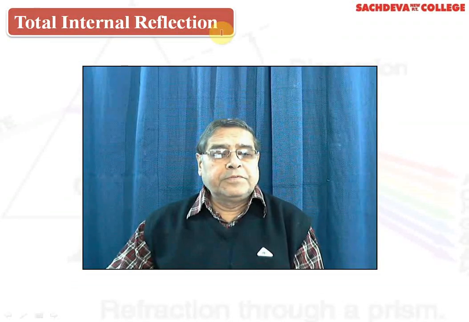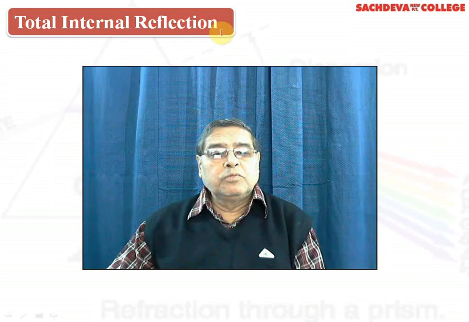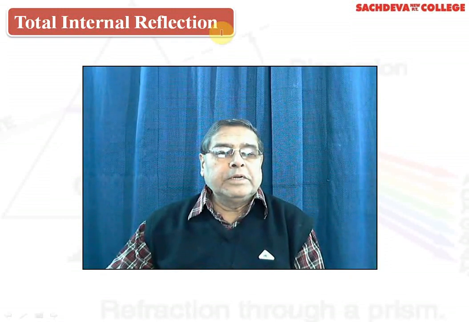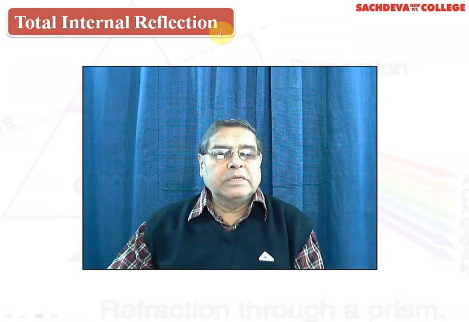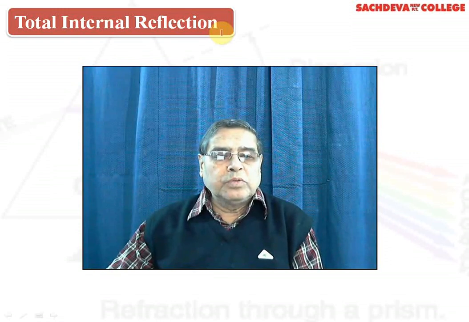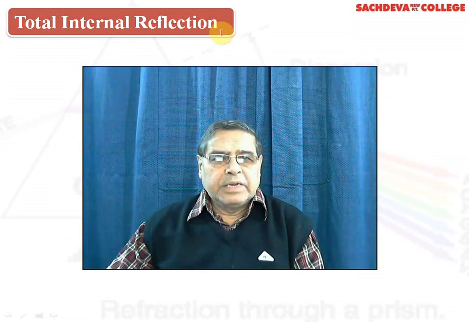Well, after the refraction through prism, now we come towards the total internal reflection. Total internal reflection is a special case of reflection. Normally, the light from the denser medium comes to the rarer medium. When light comes from denser to the rarer medium, it bends away from the normal.